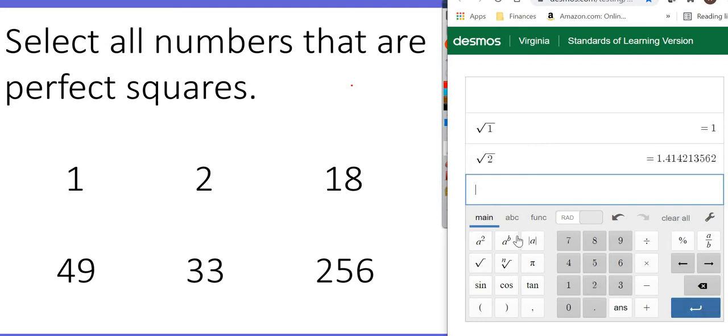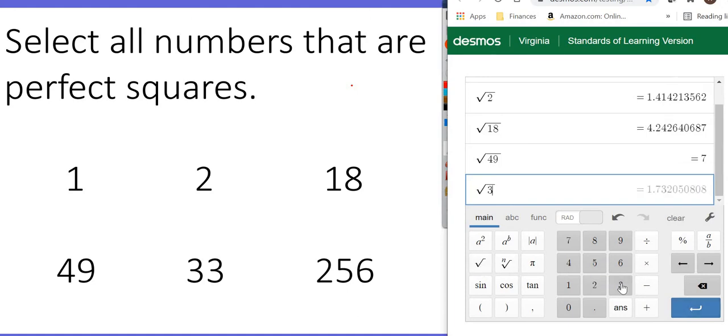I bet you can't guess what I'm going to do next. The square root of 18. Then the square root of 49. I'm just putting all of those numbers under a radical or taking their square root. Square root of 33. And finally, the square root of 256.